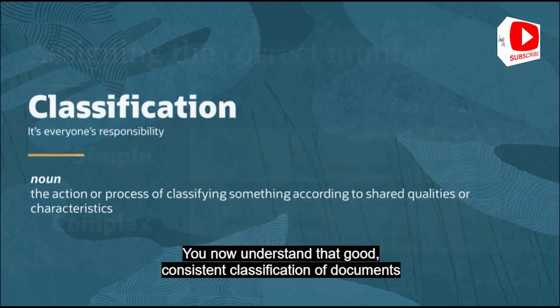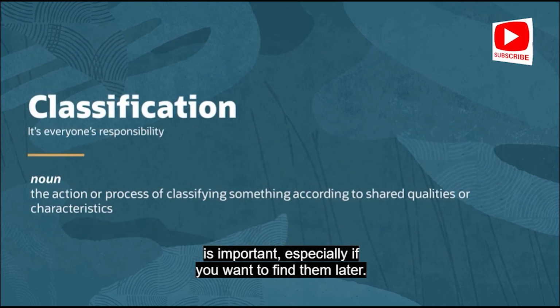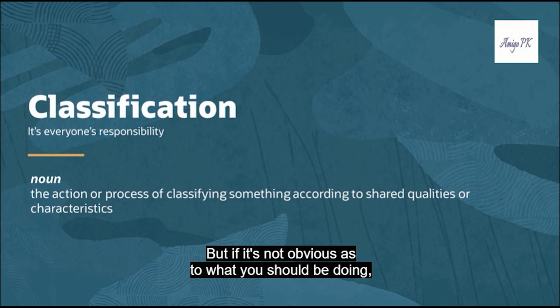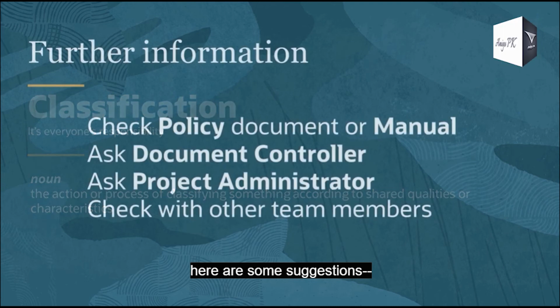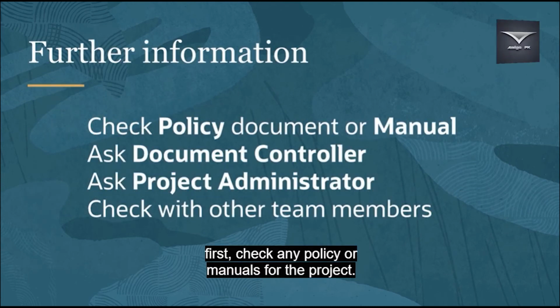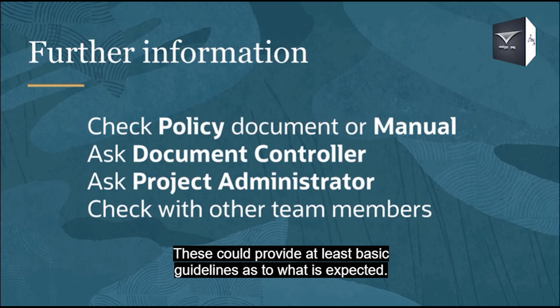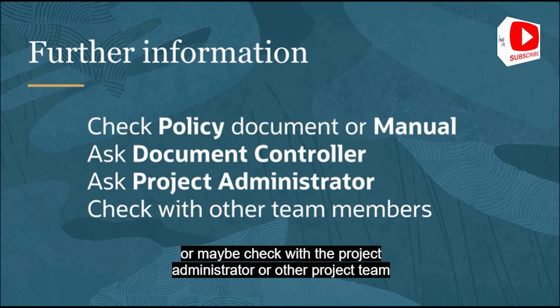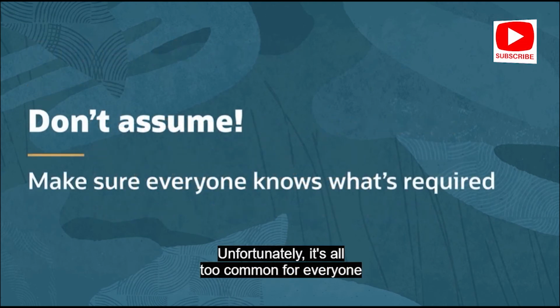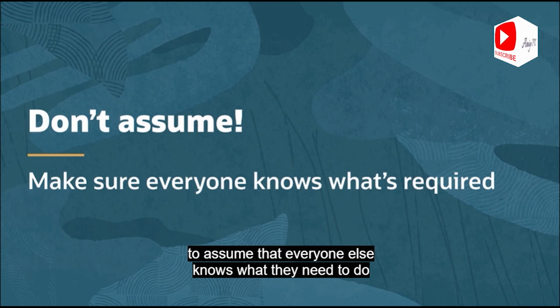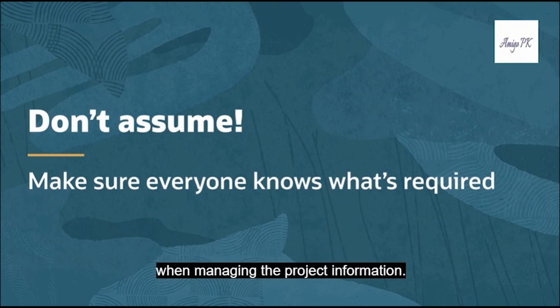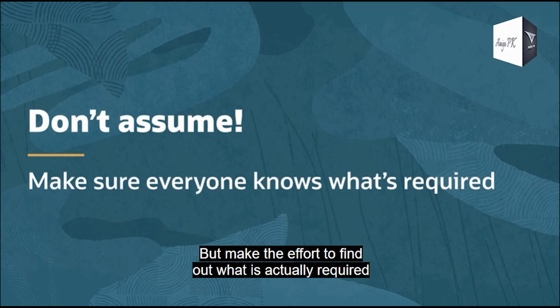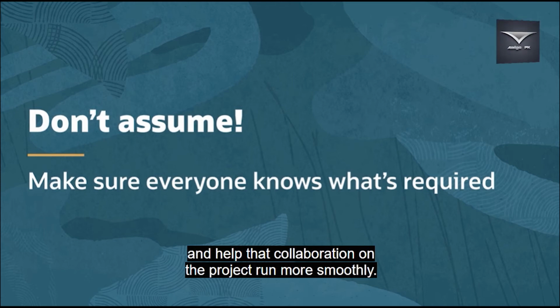You now understand that good, consistent classification of documents is important, especially if you want to find them later. But if it's not obvious as to what you should be doing, here are some suggestions. First, check any policy or manuals for the project. These could provide at least basic guidelines as to what is expected. Next, ask the document controller or document control team, or maybe check with the project administrator or other project team members. Unfortunately, it's all too common for everyone to assume that everyone else knows what they need to do when managing the project information. But make the effort to find out what is actually required and help that collaboration on the project run more smoothly.